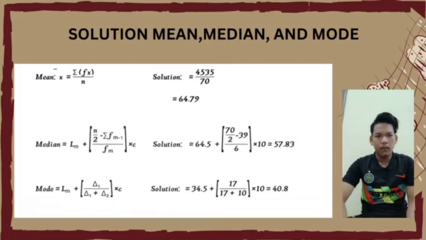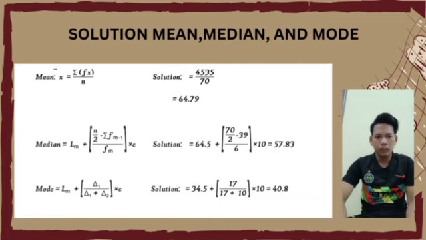The answer for the median is 57.83. Therefore, the median for the current labour force in Perak from 1982 until 2019 was 57.83.